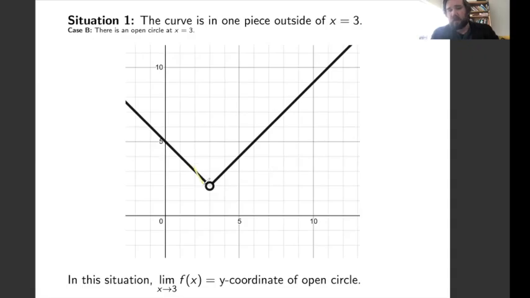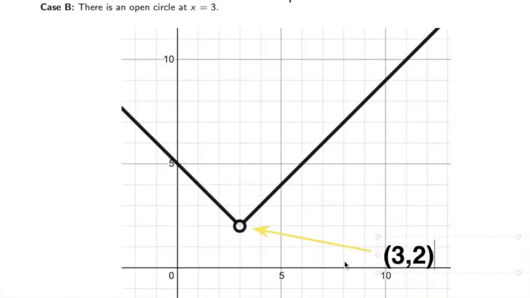So something that looks like this, where if I ignored the open hole, I could go through it. The limit value at x equals 3 will be equal to the y coordinate of the open circle. So that looks like this. Here I have an open circle at 3, 2. And so in this case, the limit as x approaches 3 of f of x would be equal to 2. There is no closed circle here, so it's actually the case that f of 3 is undefined. That doesn't really matter in terms of finding the limit.